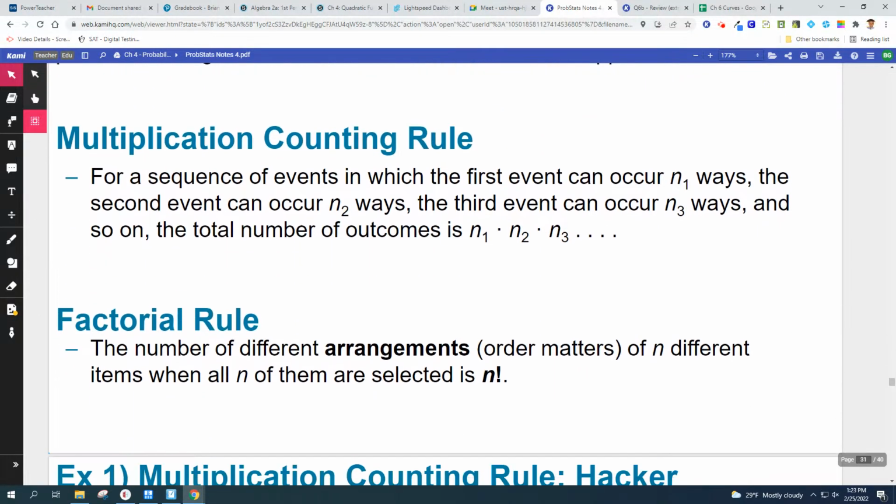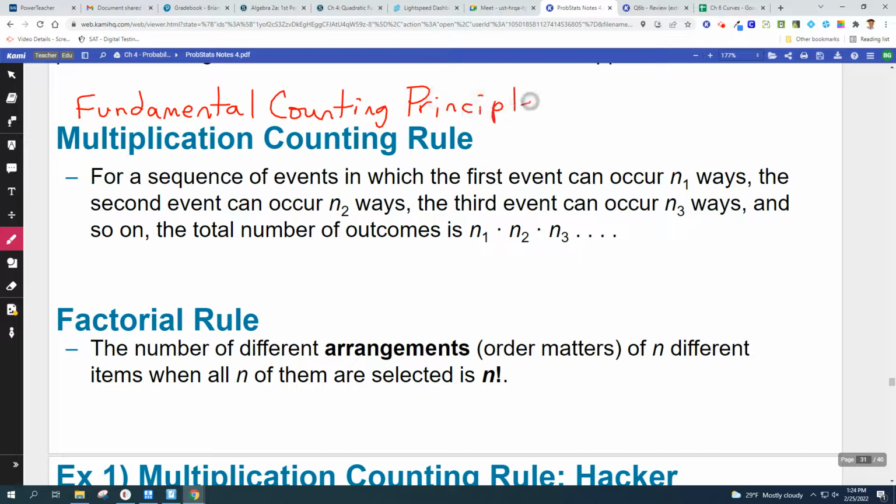Multiplication counting rule. Sometimes this is called fundamental counting principle. For a sequence of events in which the first event can occur in N1 ways, the second event can occur in N2 ways, the third event can occur in N3 ways, and so on, the total number of outcomes is this times this times this, all right?